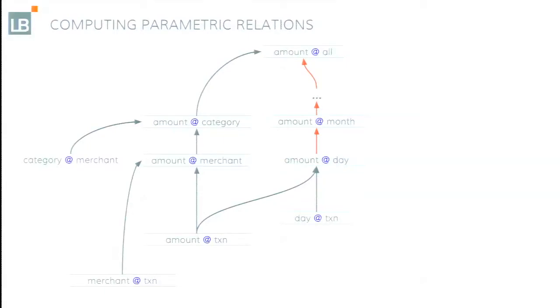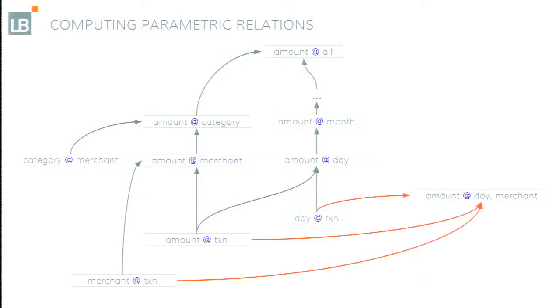The parameterized relations also don't have to have the same number of keys, right? So I can compute using amount parameterized by transaction and merchant at transaction and day at transaction to derive amount at day and merchant. What that relation looks like is this. I have these 2 key single value tuples where it says for a given day, for a given merchant, how much money did I spend? And as you can imagine, I can go up from there. I can compute amount at month merchant, amount at month category, et cetera, et cetera.